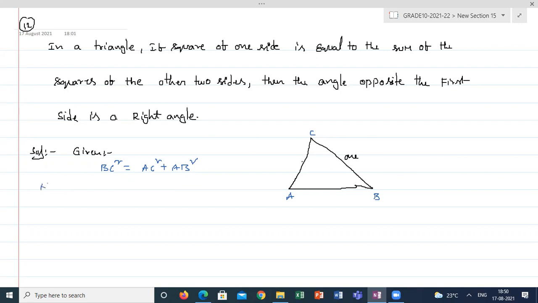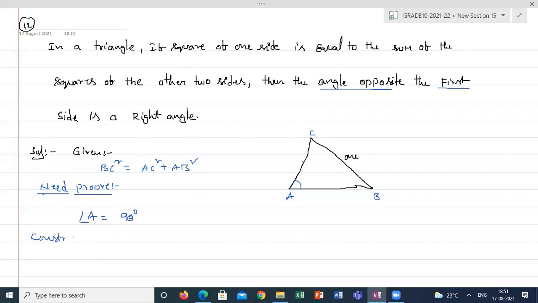And what you have to prove? Harita, what you have to prove? The angle which is opposite to that first side is a right angle. So what is the angle opposite to the first side? Angle A is equal to 90 degrees. That I have to prove.